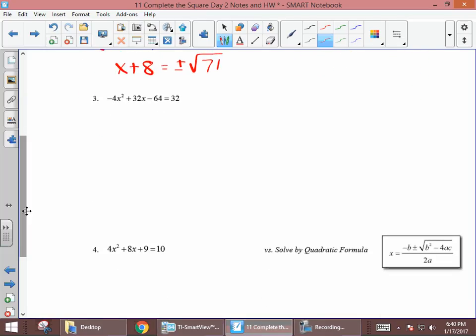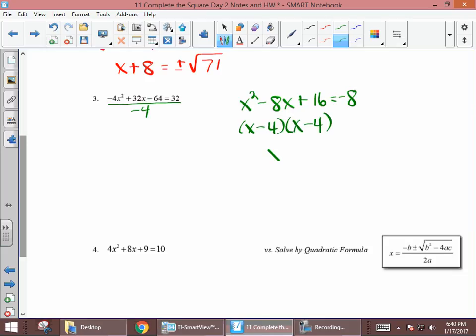All right, number 3. Let's divide everything by negative 4 first, and we will get x squared minus 8x plus 16 equals negative 8. And now we have to move the constant to the other side. Or do we? Because really, this left side is already, if you factor it, x minus 4 times x minus 4, which is x minus 4 squared.